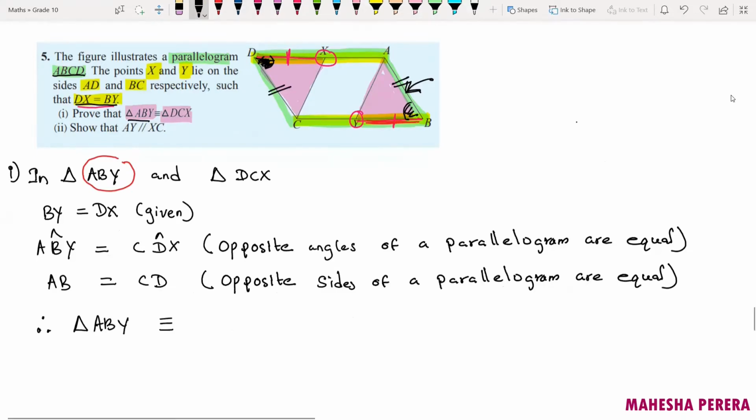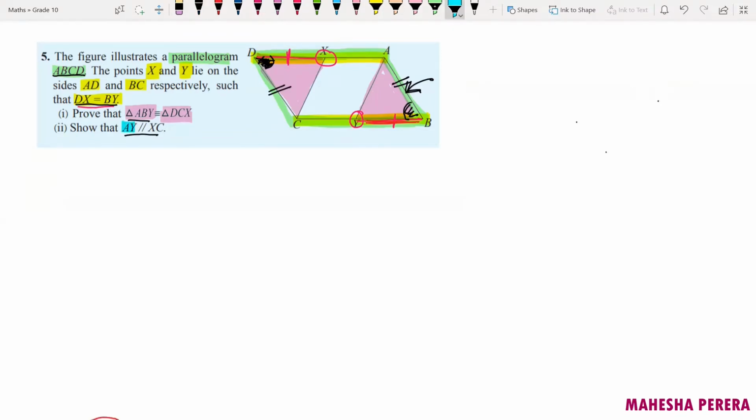Right? So we can say therefore triangle ABY is congruent to triangle DCX under SAS case. Right. So we proved the first part. Now it's the second part. Show that AY is parallel to XC. Right. Now where is AY? AY is here. And XC is here. Right.